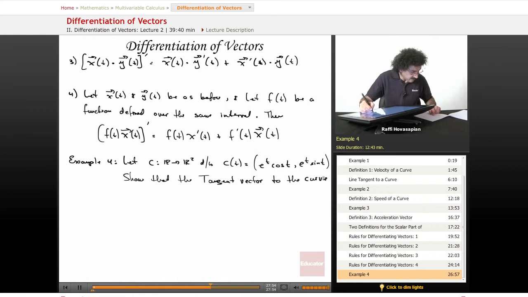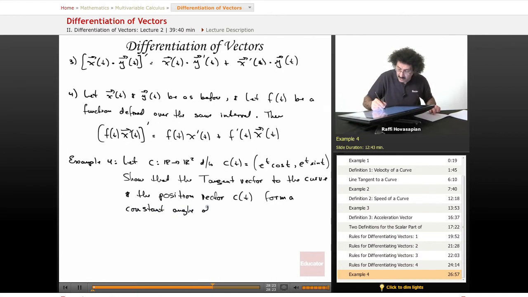to the curve and the position vector, which is the curve itself, position vector C of t, they form a constant angle of pi over 4. A constant angle of pi over 4.